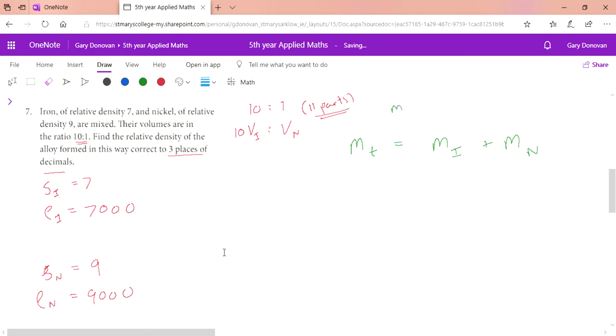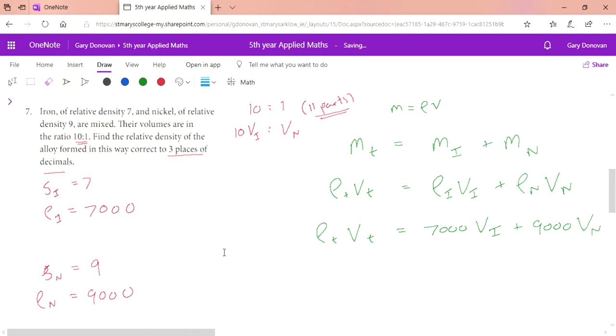So mass is density times volume. So that means our total density multiplied by our total volume is the density of the iron multiplied by the volume of the iron plus the density of the nickel multiplied by the volume of the nickel. Now, we are looking for this total density. We don't know the total volume. We know the density of the iron is 7,000 times the volume of the iron. And we know the density of the nickel is 9,000 times the volume of the nickel.